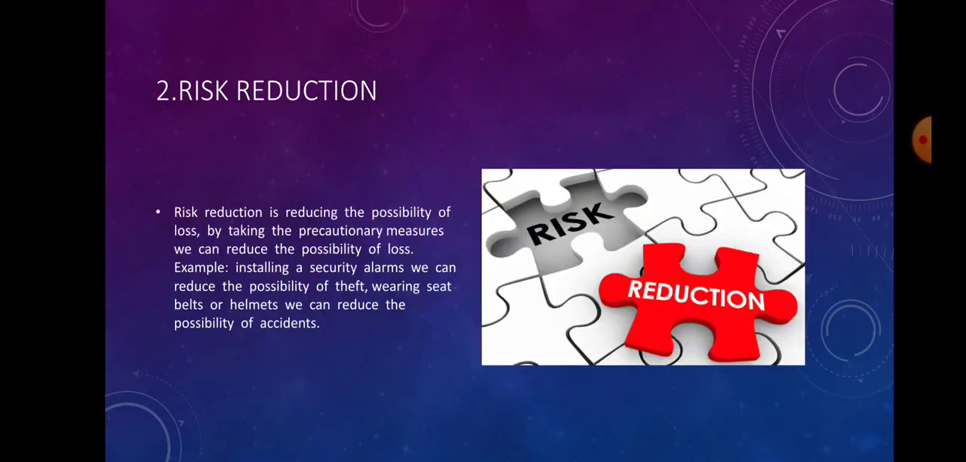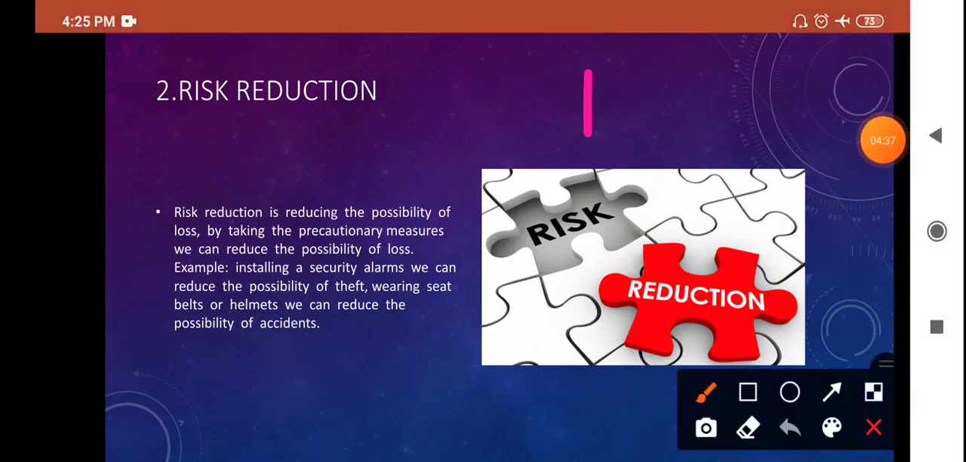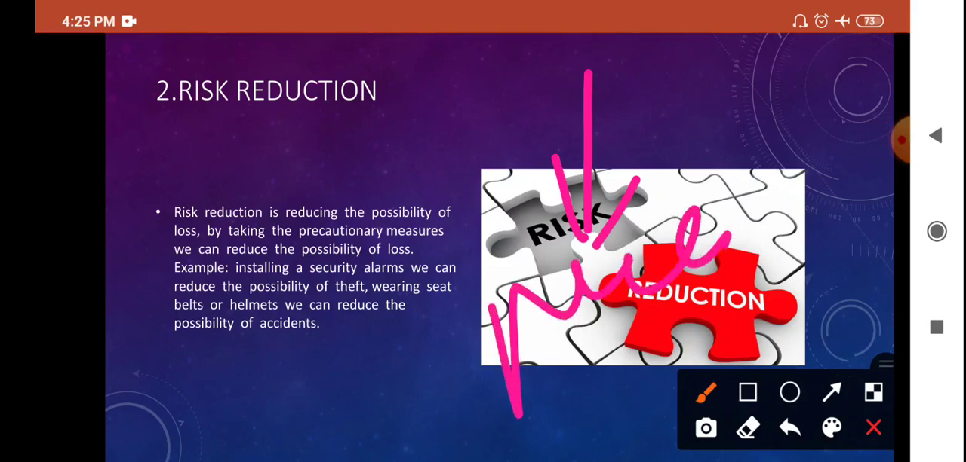Risk reduction. Here risk reduction means mitigating the risk. Mitigating means reducing the risk. How can we reduce the risk? We can reduce the risk by taking some precautions, right? As the famous phrase goes, precaution is better than cure. We are taking some precautions to avoid the risk. For example, security alarms.